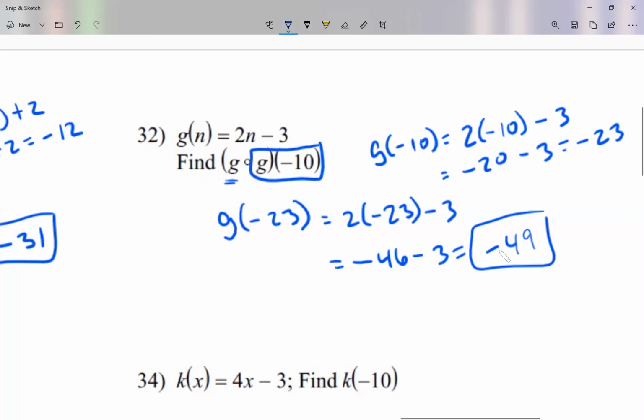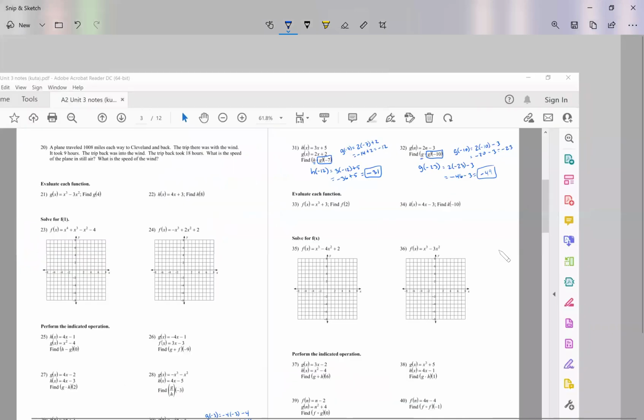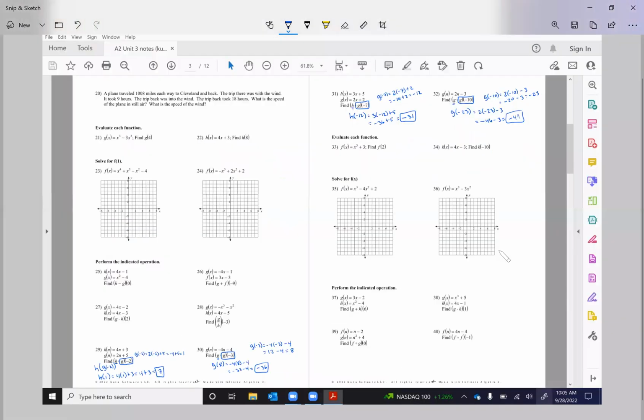All right, that's composite functions. Let me zoom out so we can follow our notes. You guys can see what we did today.